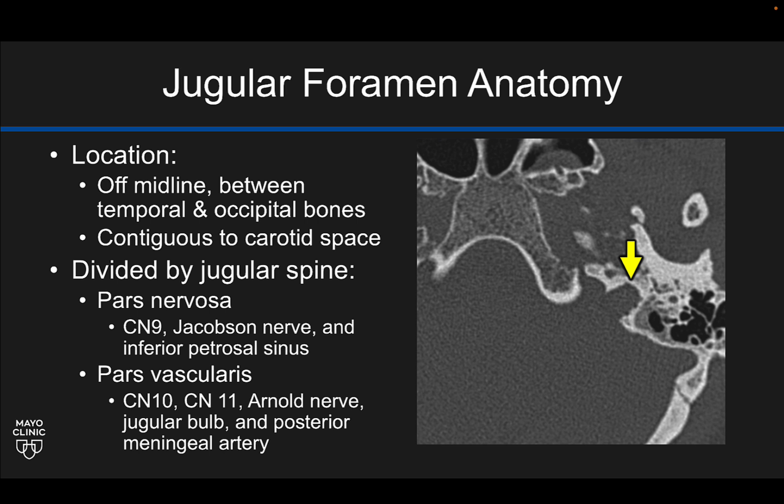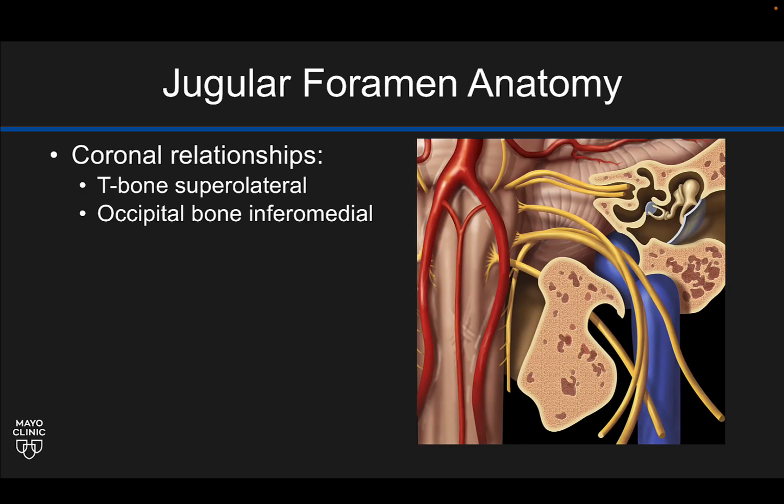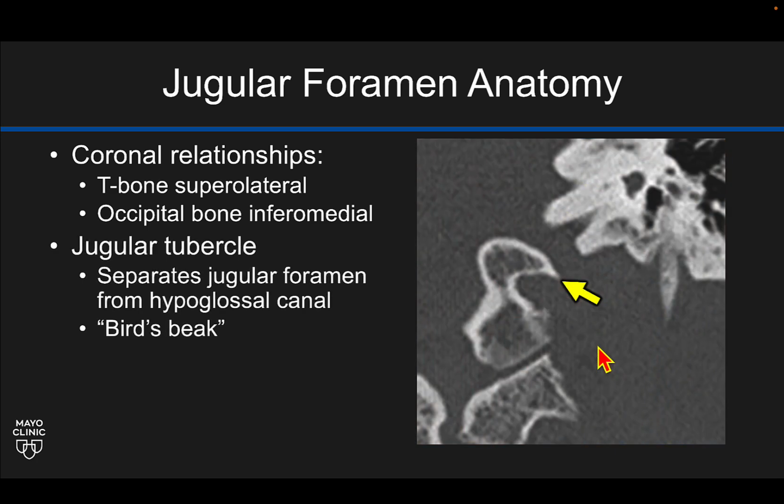And that way you can really have a better appreciation for and a better understanding of the potential pathologies that can occur here. So let's talk about the coronal relationships of this jugular foramen anatomy. So sitting above the jugular foramen, so here's our jugular foramen, sitting above it and sitting lateral, we have our temporal bone. And then sitting inferior to it and medial to it, we have our occipital bone. So superolateral, we have our T-bone. Inferomedial, we have our occipital bone.